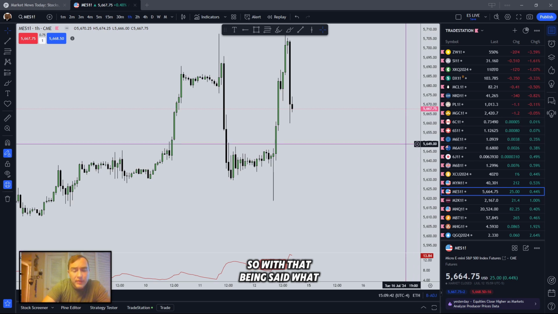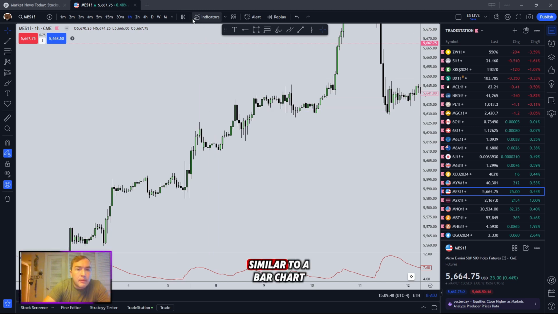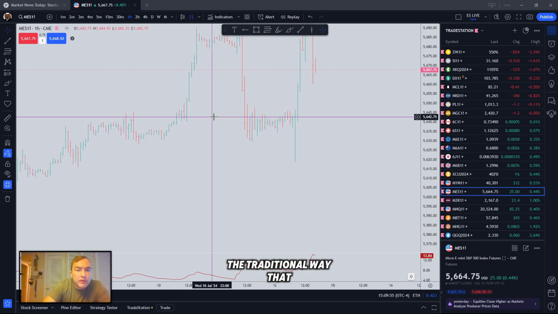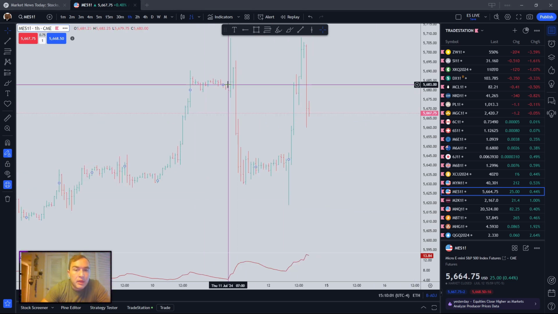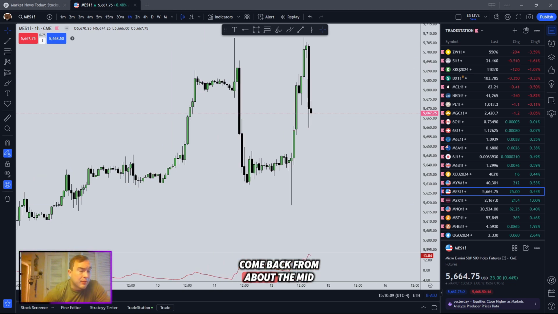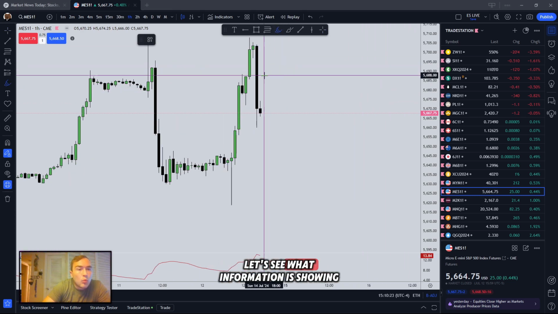Okay, guys, so with that being said, what is a candlestick chart? Well, a candlestick chart is a way of viewing price action similar to a bar chart, but pretty different from a line chart. So, for example, the traditional way that in the United States stock data would be shown would be what's shown on the screen now. These are open, high-lows, close bars. Japanese candlestick charts come from about the mid-16th century of Japan, and they basically show you the same information that a bar chart does, but displayed in what looks like a candlestick. So let's go to an individual candlestick and see what information is showing.